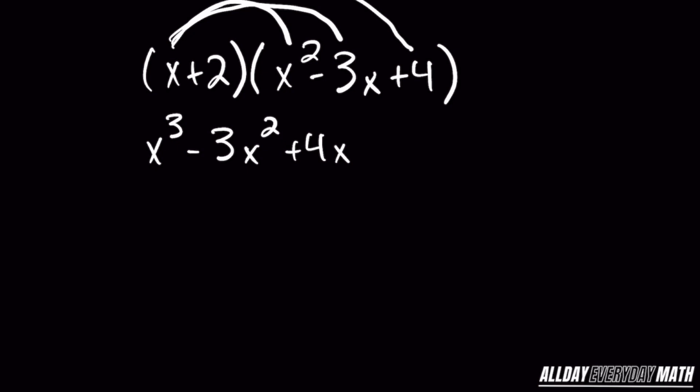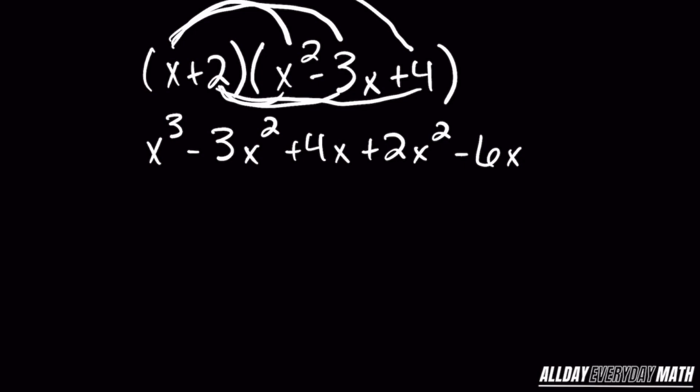All right, now let's work on this positive 2. All right, so 2 times x squared is plus 2x squared. 2 times negative 3x is minus 6x. And then 2 times 4 is plus 8, or positive 8.